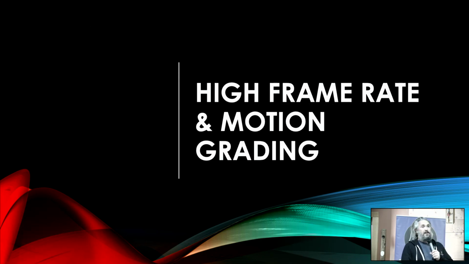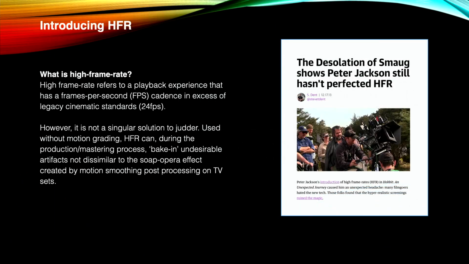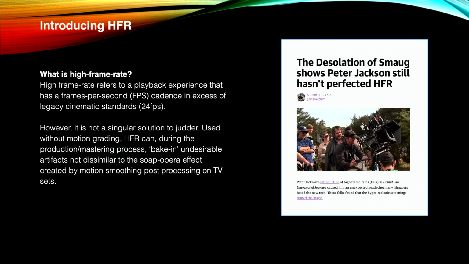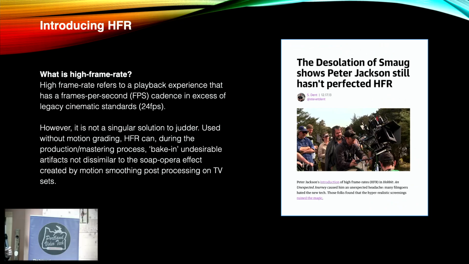High frame rate and motion grading. Well, hang on a second. Didn't I just say that 24 frames per second is what makes film? And I think that answer is still yes. But we have to start now to think about frame rate in two different ways. Perceived frame rate, and then what is the containing frame rate that actually allows us to do some magic, which can help with motion and motion artifacting and judder control.